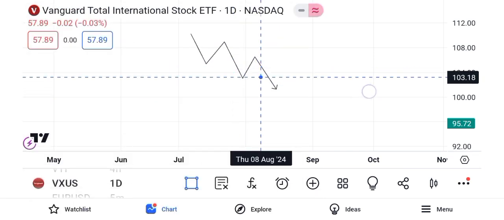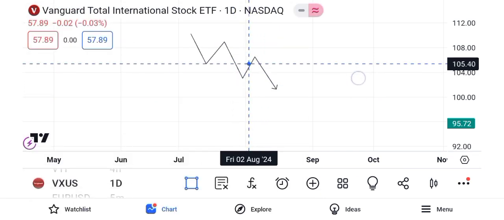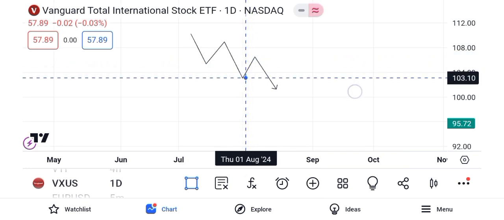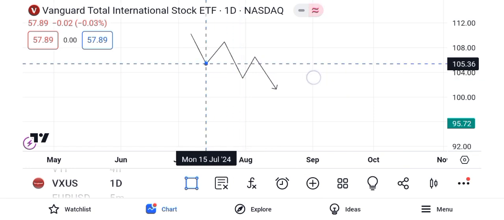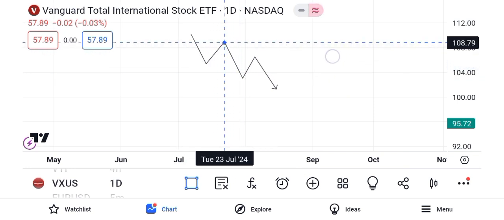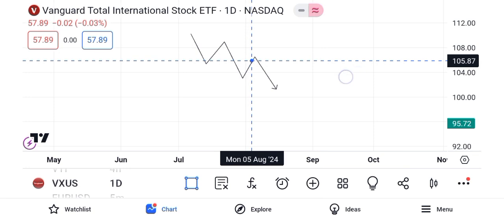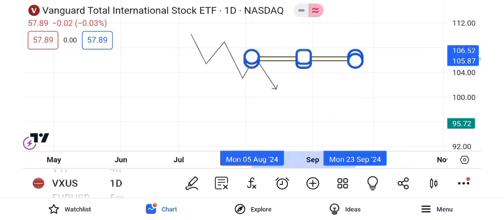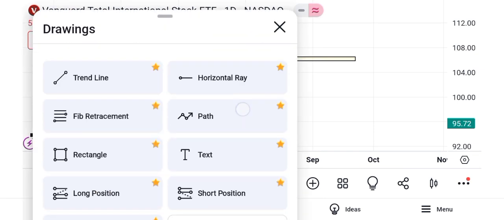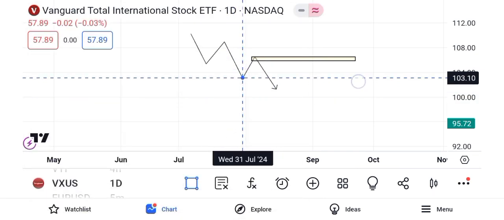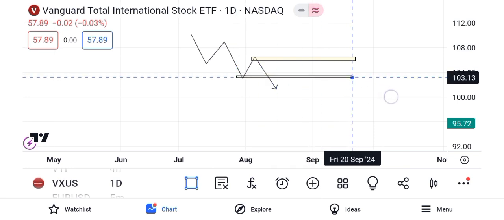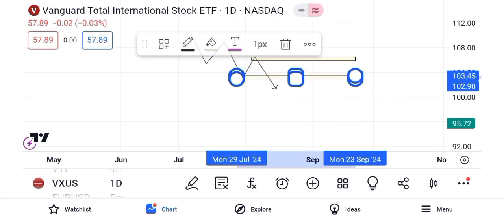So first of all, what you have to do is identify the current swing point. So this swing point here and this swing point here, those are the current swing points. This swing point is not current, this swing point is not current. So now we take our rectangle tool and draw our resistance level here, then take another rectangle tool, then draw our resistance level here, right?